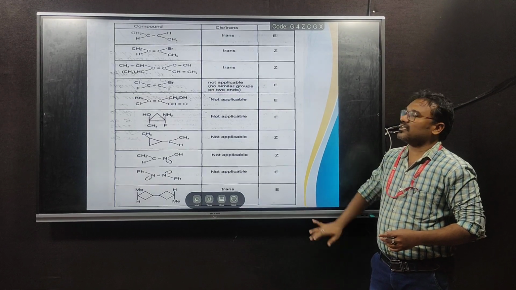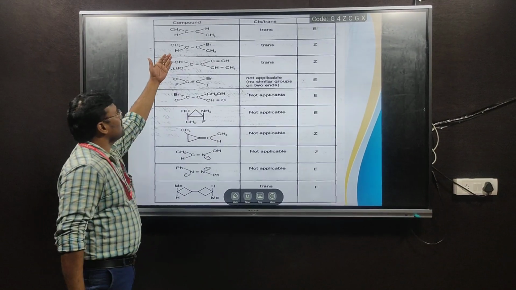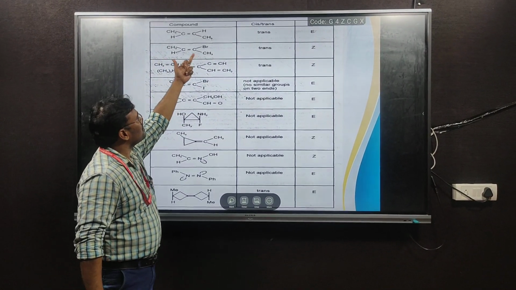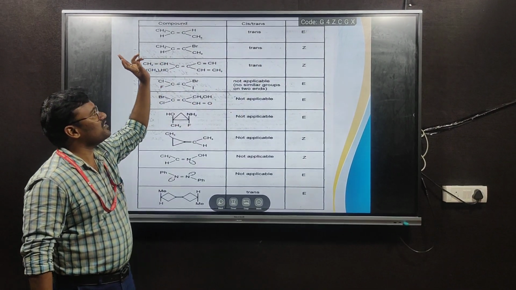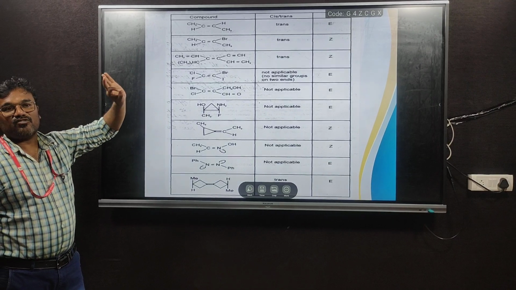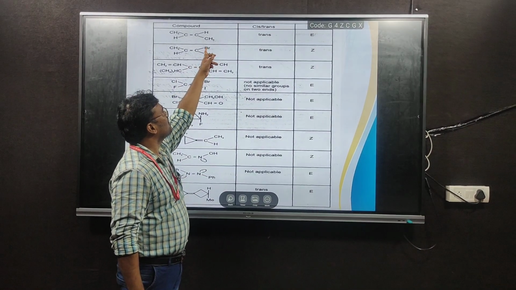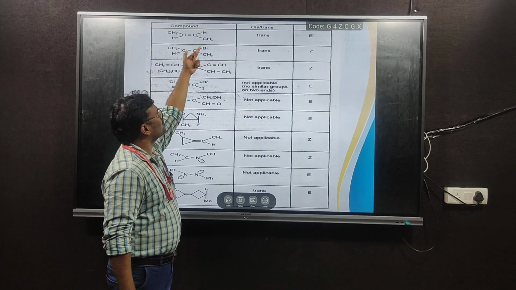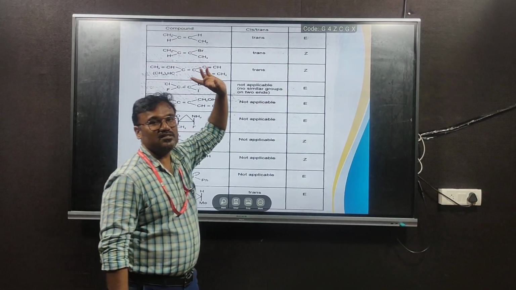So I am giving some examples. You see, here CH3 and CH3 are on opposite sides, so it is the trans form. We can also denote it in the E form or Z form. So here see, the higher preference is here and the higher preference is here. The higher preferences are on the same side, so that's why the form is Z form.